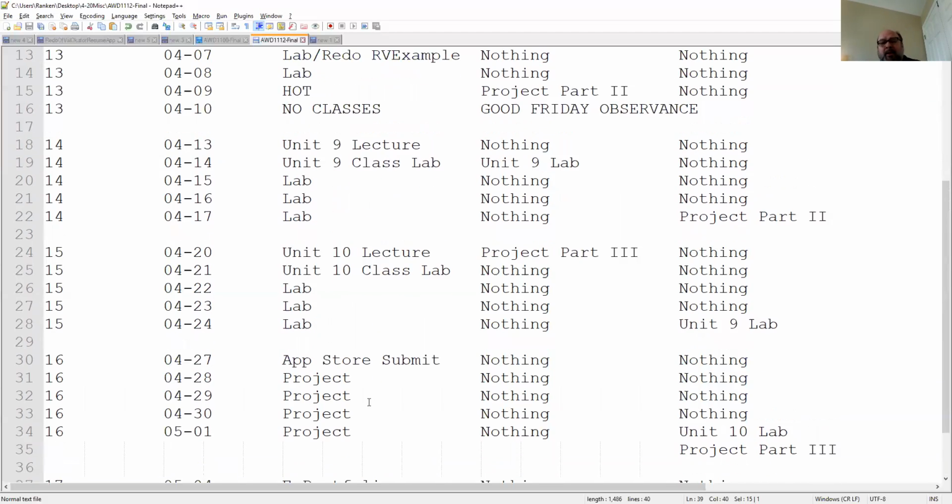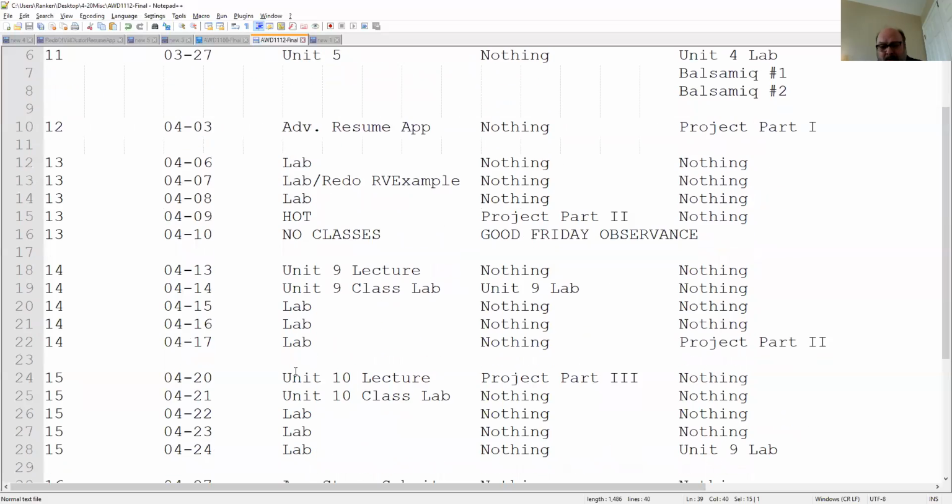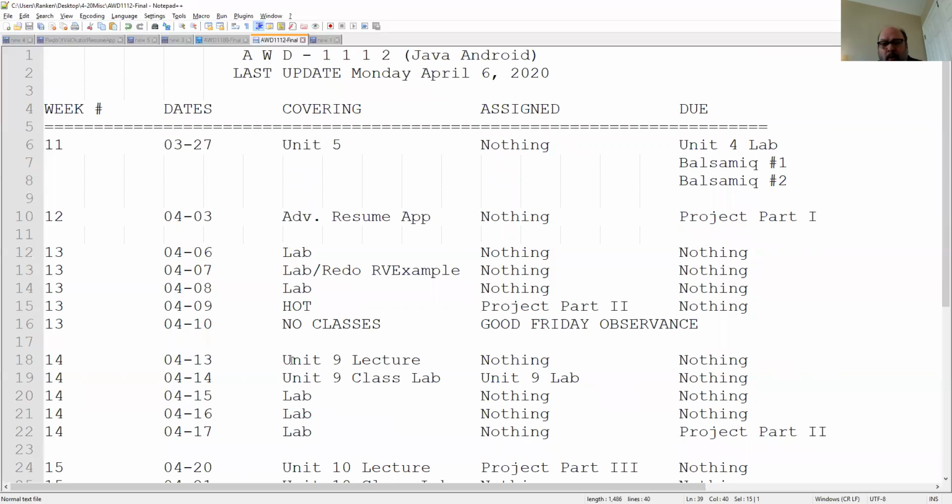But again, this schedule that's right here is out. I can email it to you, but it is out on Inside Rankin, where on the front page, where it had the rest of the semester schedule, I updated it with this schedule. So if there are no questions, that's all I had today.